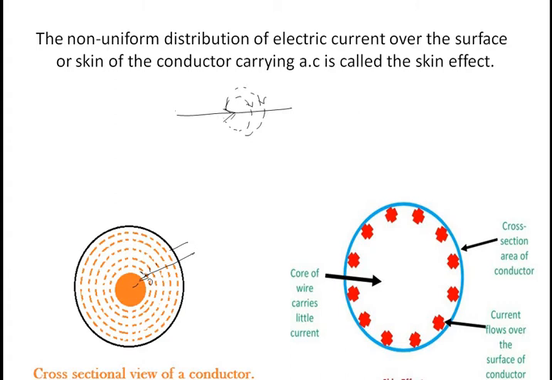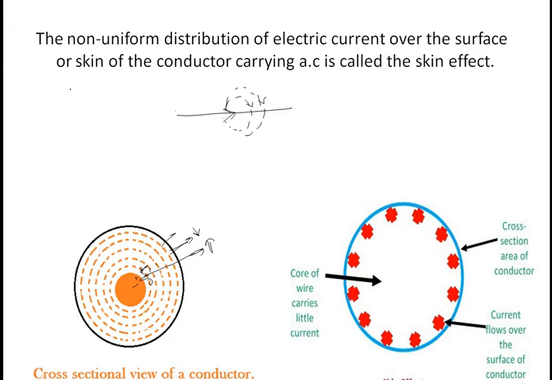At the center point, the flux linkage will be more, and at the outer surface, the flux linkage will be less. This is because the center layer is surrounded by both the internal as well as external flux. But at the outer side, there will be only the external flux.